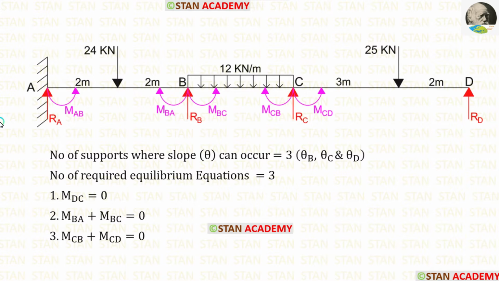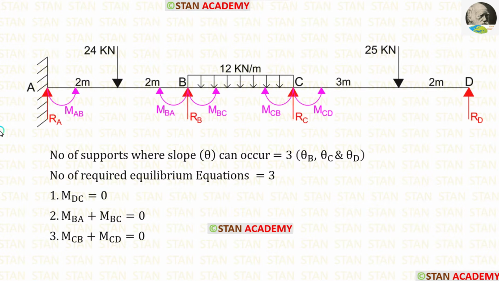In this beam, first let's see the ends. In the point A, we are having a fixed support. In the fixed support, there will be a moment, so we cannot make an equilibrium equation. Now let us check another end D. In the point D, we are having a hinged support. In the hinged end, there will be no moment. So MDC is equal to 0. This is our first equilibrium equation.